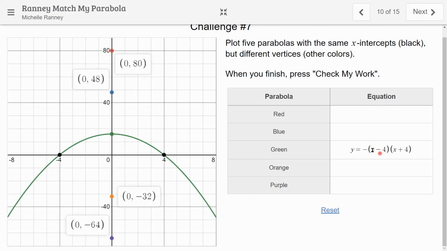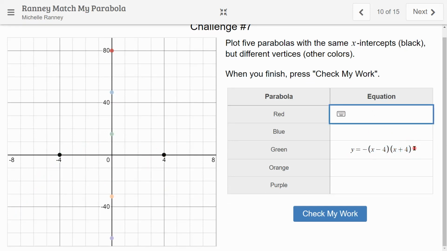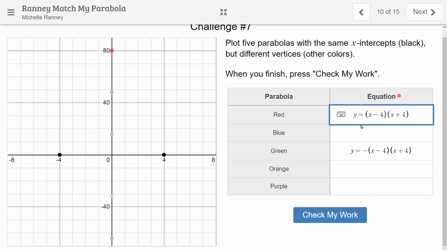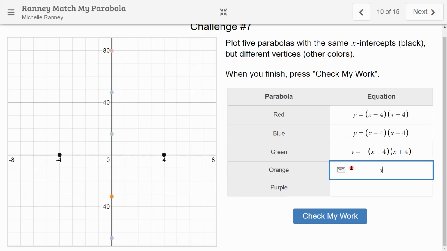Each of these is going to go through these points here. So each of these is going to have an x minus 4, x plus 4. So let me just plot that. I'm going to adjust it here in a second.